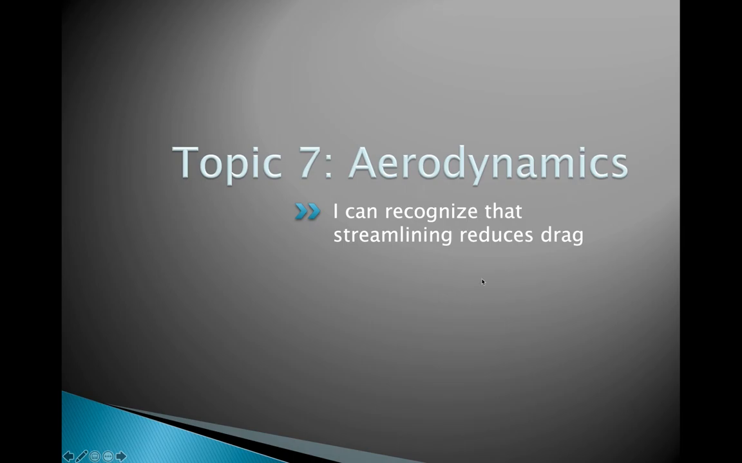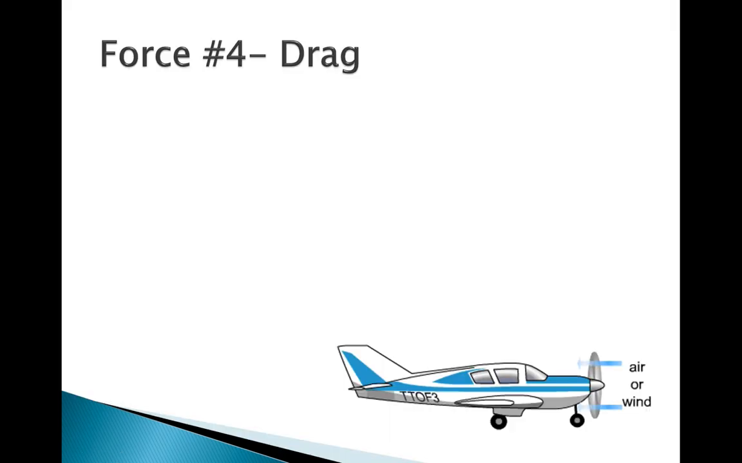All right, aerodynamics. Underneath the fourth one that we have not done yet, which is drag. We had lift, which is up, we had gravity, which is down, we had thrust, which is the forward motion, right? And then we are now having drag. I guess you could write this in if you wanted to: I can recognize that streamlining reduces drag. Okay, cool. So force number 4 is drag.